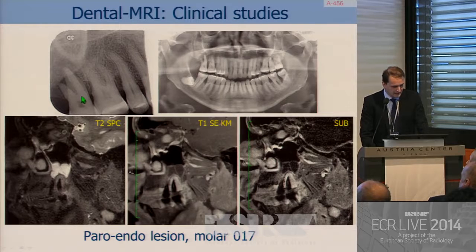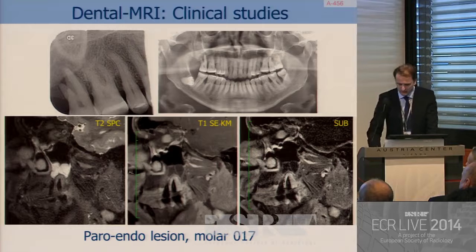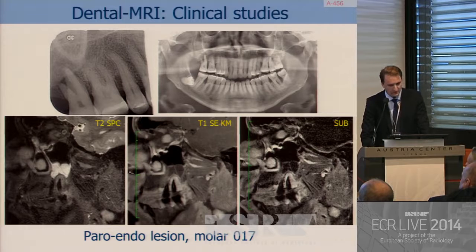You can see here, this is a paraendo lesion on a molar 1.7, and we can see on MRI that there is some signal intensity on T2, and afterwards there is strong reaction on contrast gadolinium administration, on subtraction images even more. But if you look at the teeth structure, the teeth themselves, they are not so nicely visible as in our in vitro experiment, of course.